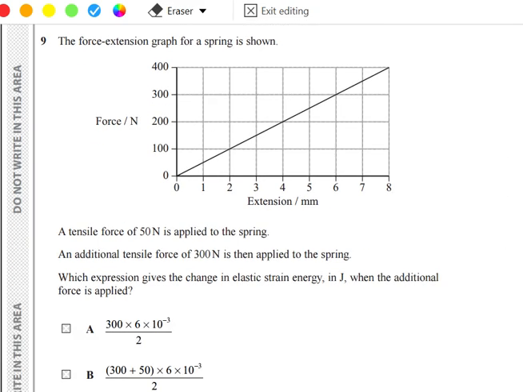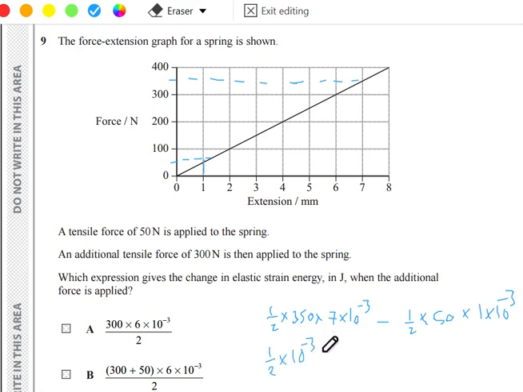Okay, so to find the change, we can simply say that elastic energy after, which is half 350, minus half times, and after that we can get the half as a times 10 to minus 3 as a common factor.